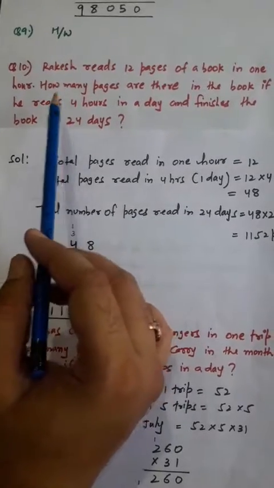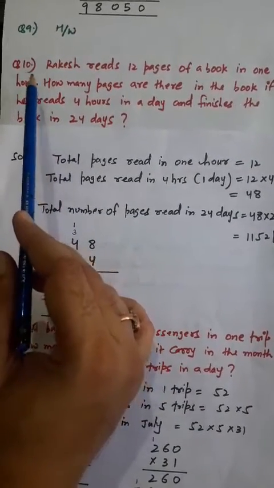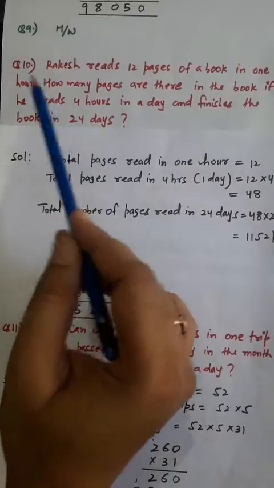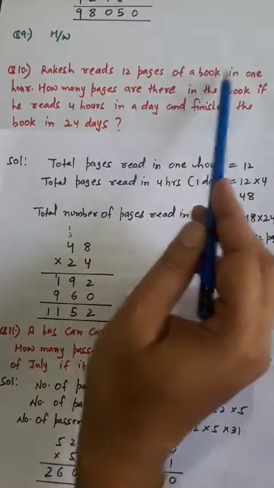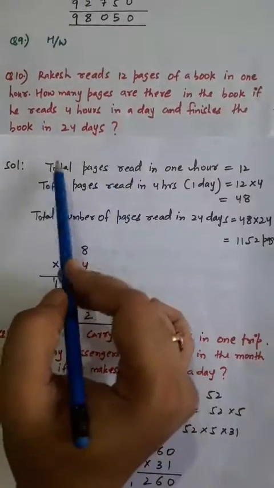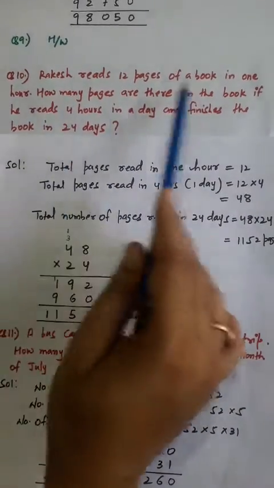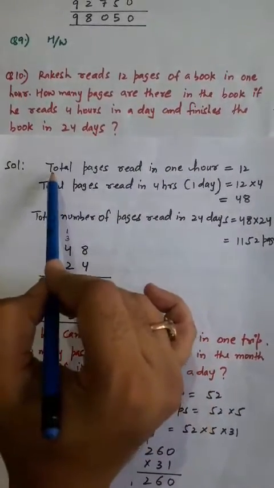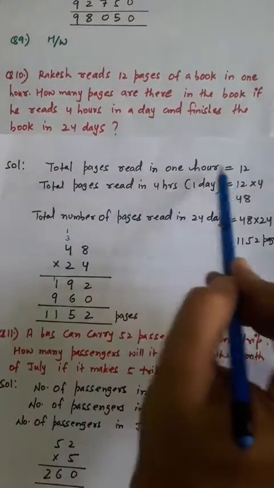So students, we'll move on to question number 10, that is, Rakesh reads 12 pages of a book in 1 hour. Okay. So how do we have to do this question? First read this statement and try to solve the question. Total pages read in 1 hour is equal to 12.